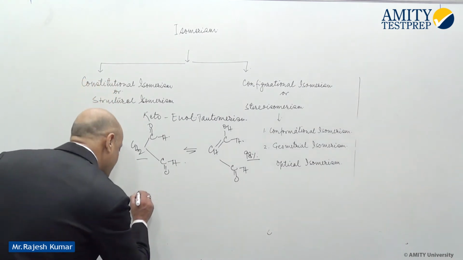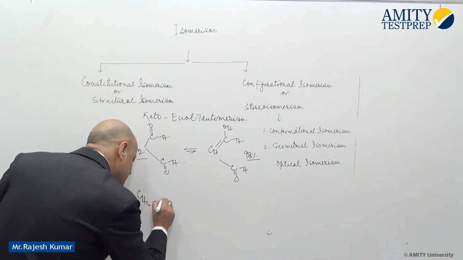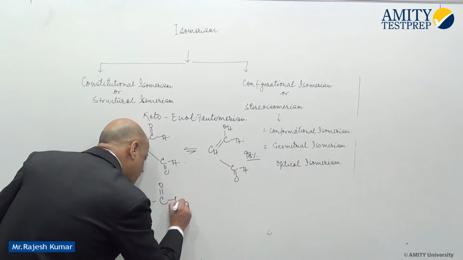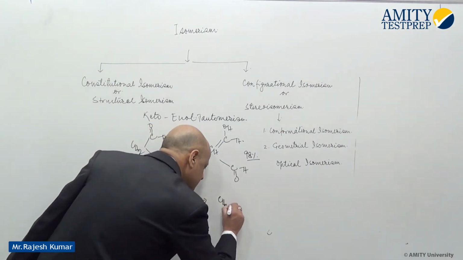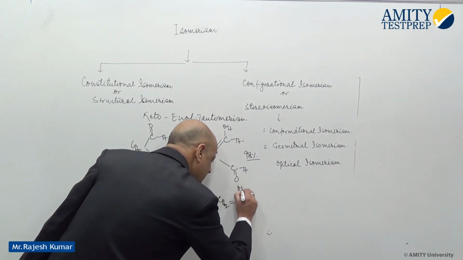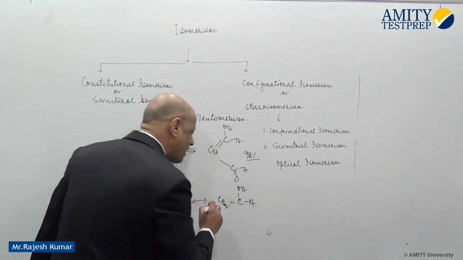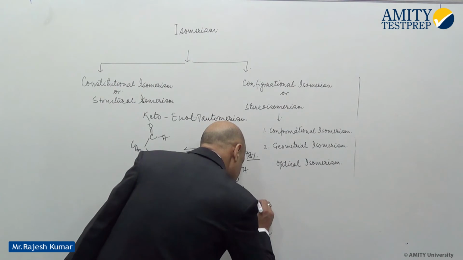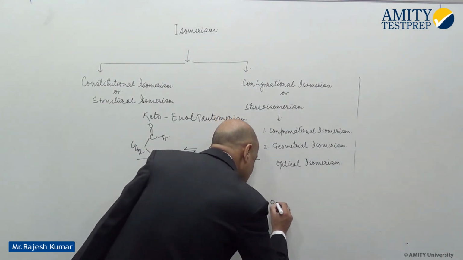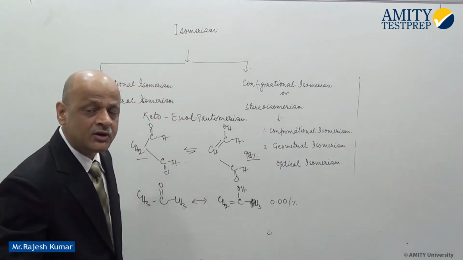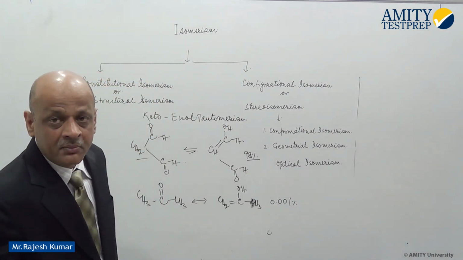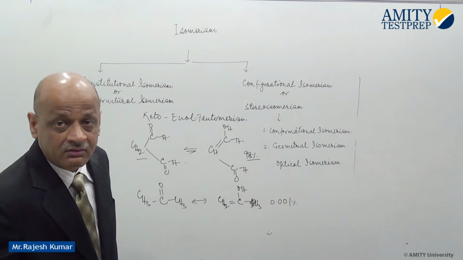Take the example of acetone. It is a keto form and enol form could be like this, but the enol content will be only 0.01% here. So the active methylene group makes enol content greater.